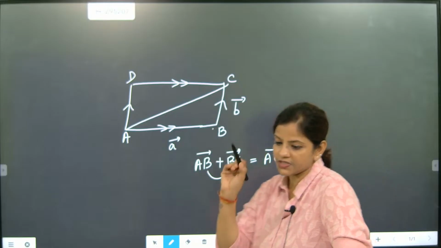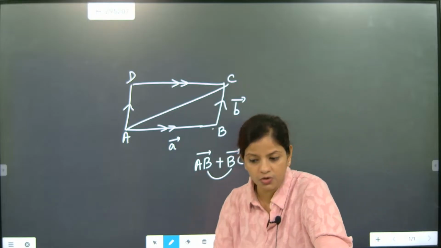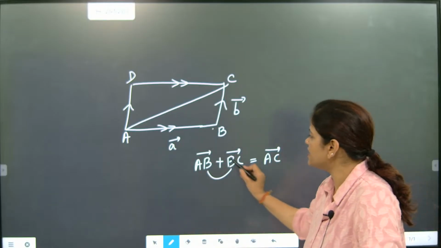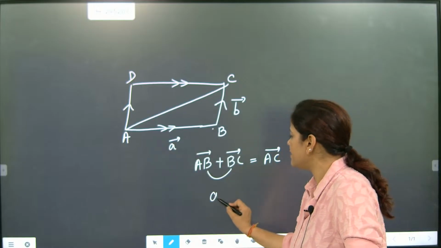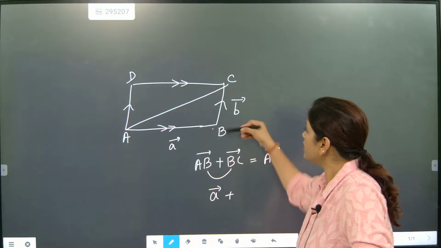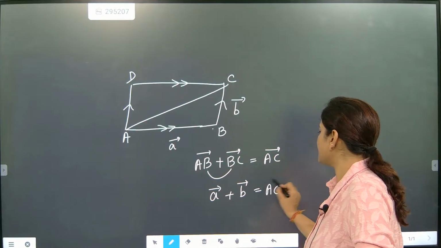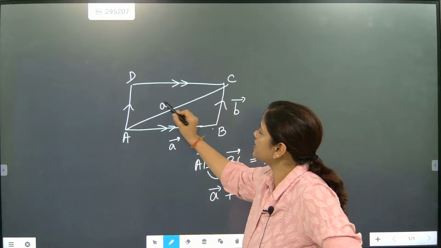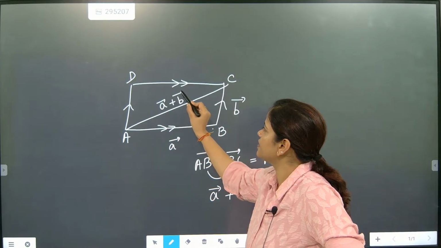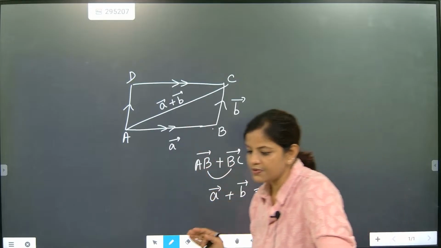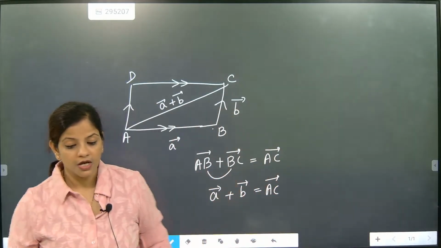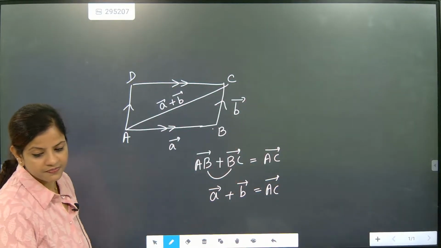Now look here, beta. It is not going to be tough work. AB plus BC. What is your AB vector? AB vector is A vector. What is BC? BC vector is B vector. So this is coming as AC vector. So AC vector is written as A vector plus B vector. This is exactly the simplest section we are going to remember. So please remember this part.